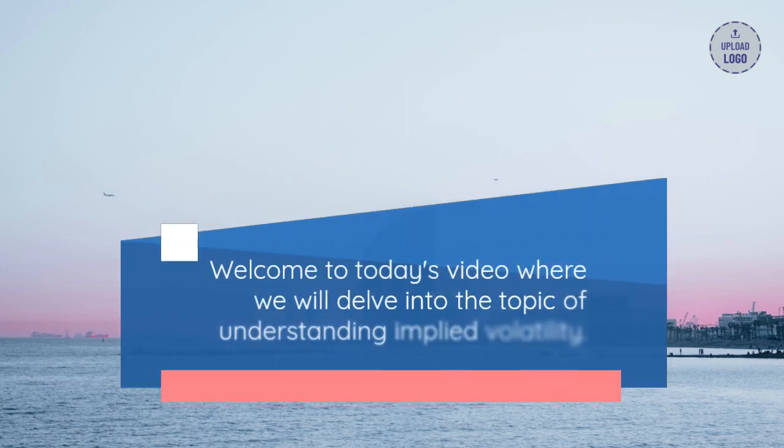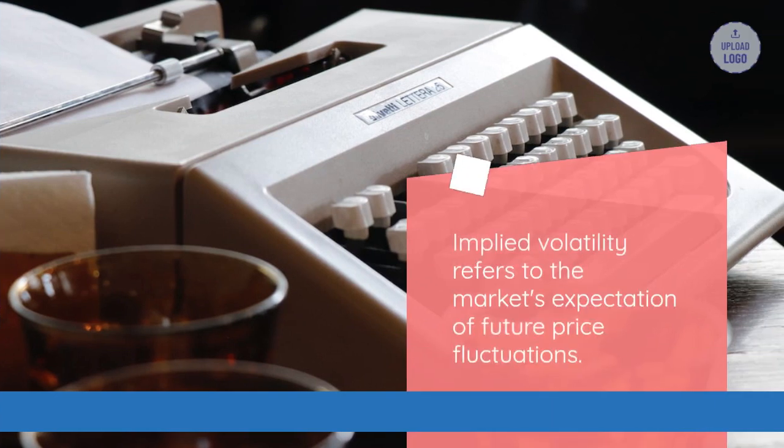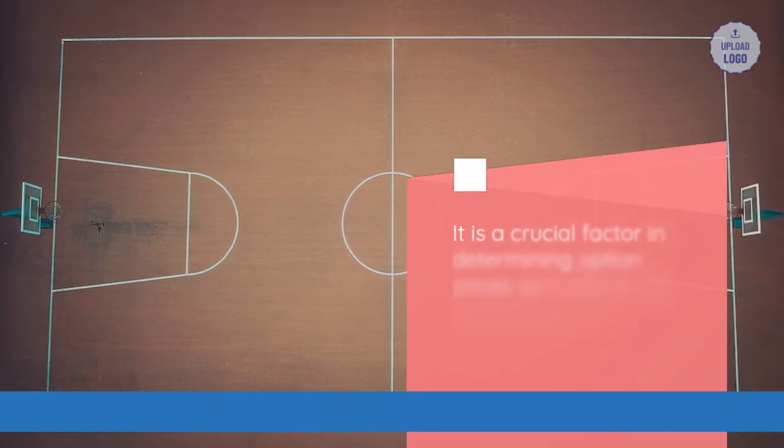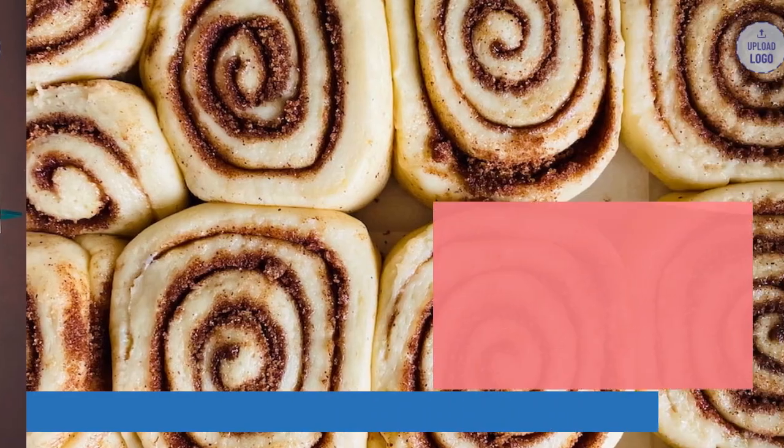Welcome to today's video where we will delve into the topic of understanding implied volatility. Implied volatility refers to the market's expectation of future price fluctuations. It is a crucial factor in determining option prices as it affects the probability of a stock's price moving significantly.